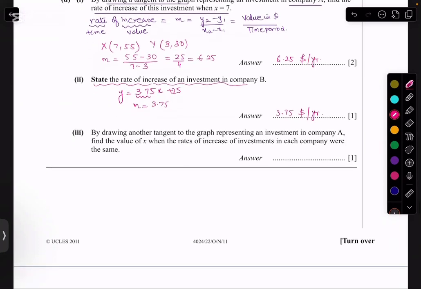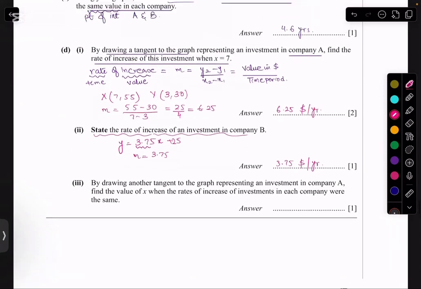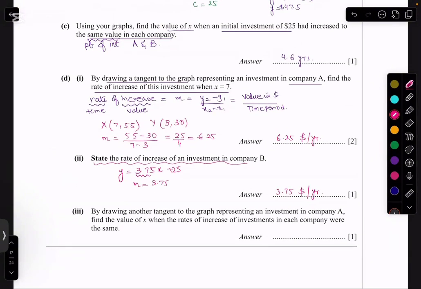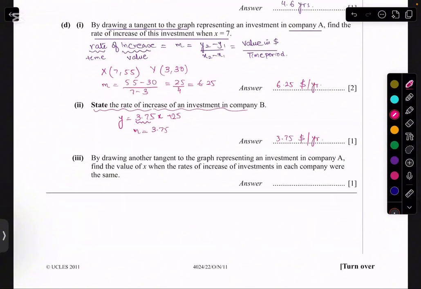And then the last part of it's a very long question, very tricky question, and a very conceptual one. Last part says by drawing another tangent to the graph. Now they want us to make another tangent to the graph representing an investment in company A. Find the value of x when the rate of increase of investment in each company, meaning A and B, were the same. अब हमने यहाँ पे ये देखा कि 7 years पे कंपनी ए की इन्वेस्टमेंट रेट 6.25 है, बी के लिए इट्स अ कांस्टेंट 3.75.